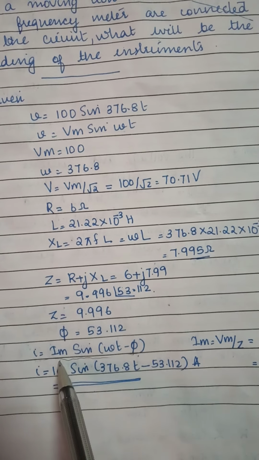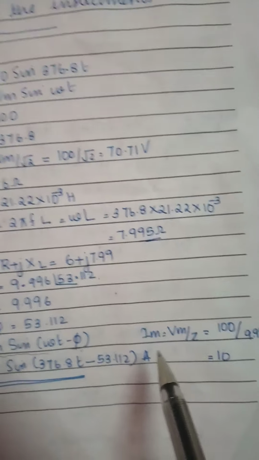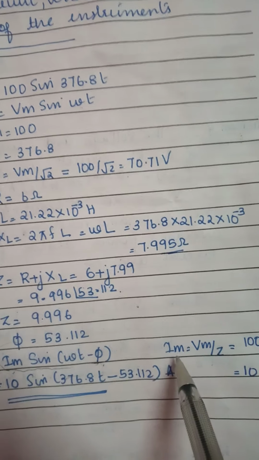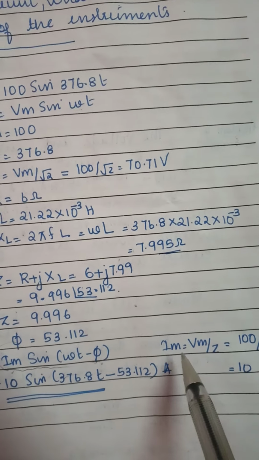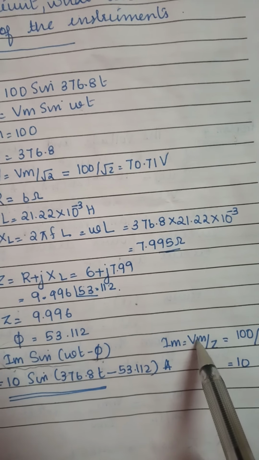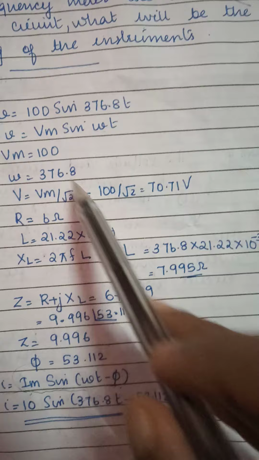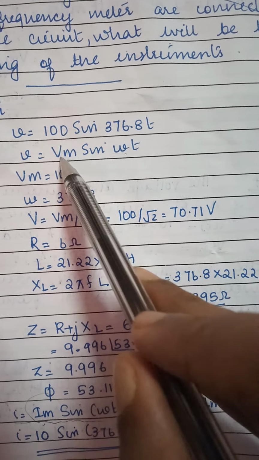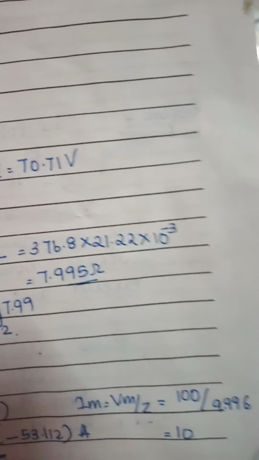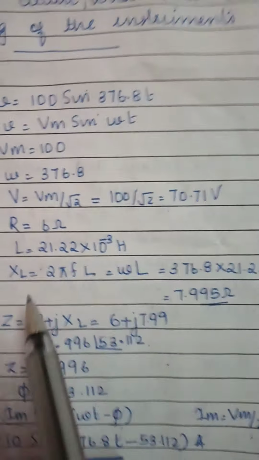Then we have to find out the value of Im. Im is the maximum value of current. Maximum value of current is equal to voltage by impedance. So maximum value of current is maximum value of voltage divided by impedance. Maximum value of voltage is given in this equation, v equal to Vm sin omega t. From this it is clear that Vm equal to 100. So Im is 100 by impedance, that we have to find out.